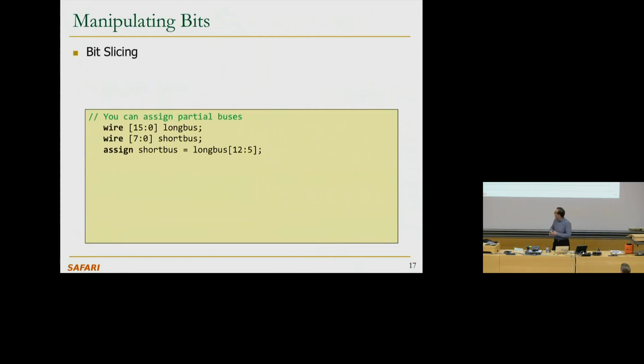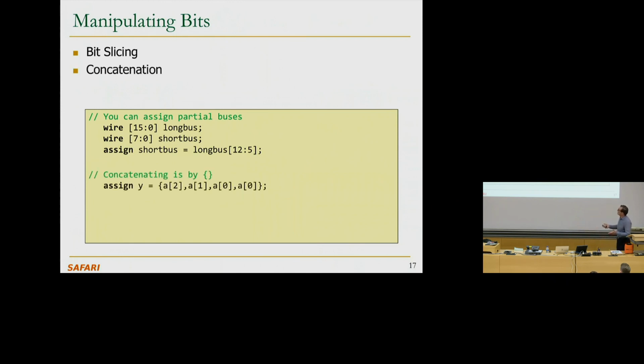Okay, so let's take a look at manipulating bits. You can do bit slicing, which is this. Basically, you have a long bus, and you have a short 8-bit bus. You can assign 8 bits to the short bus by slicing some bits of the long bus. Basically, the 8 bits here get bits 5 through 12 of the long bus. Okay? You can pictorialize this, but I think it's simple.